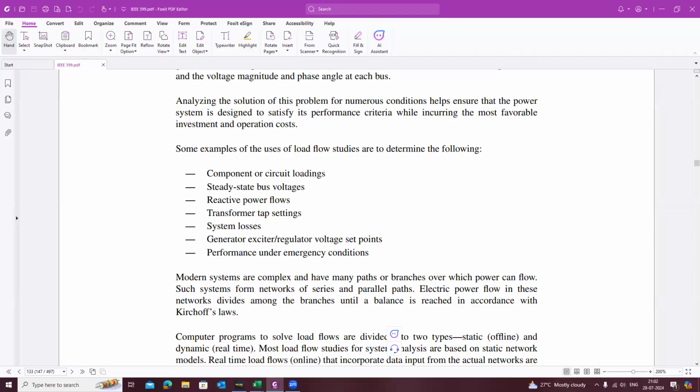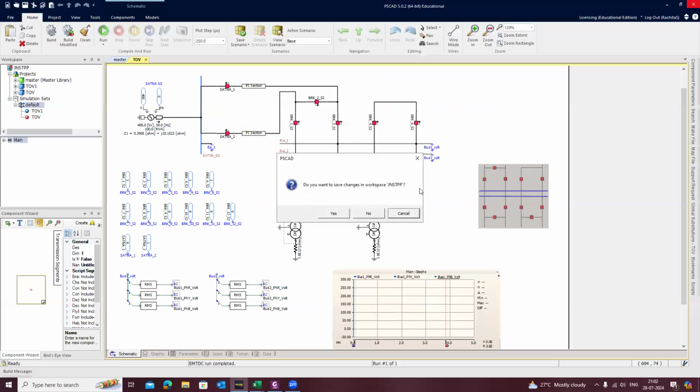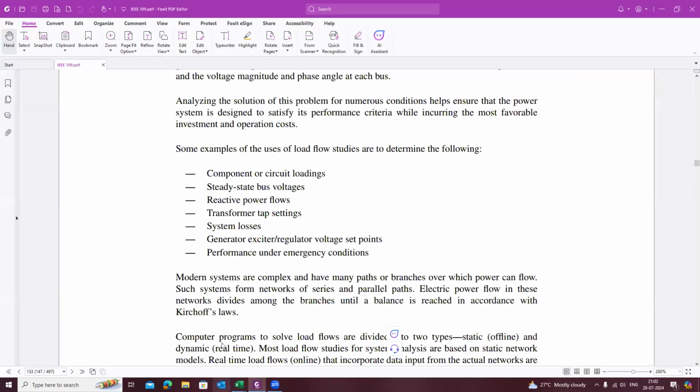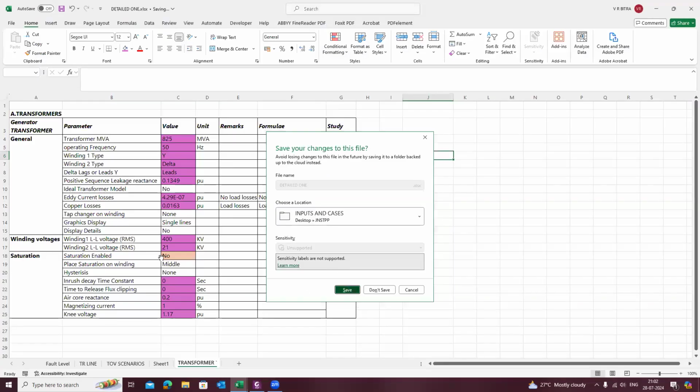Okay, right. Now let me share my screen first. Yeah, okay, thanks. Let me share my screen. Right. So this is what we are discussing, this load flow studies, particularly the IEEE 399. Just let me, one second. Okay, fine.